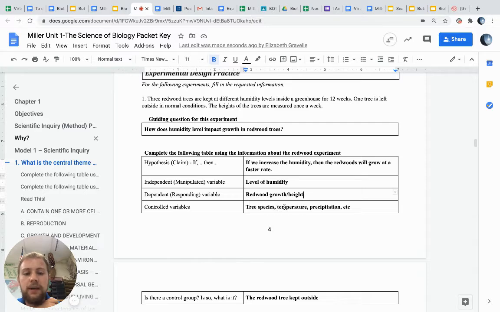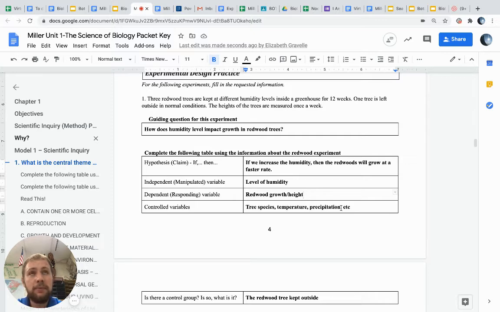We've kept our temperatures likely the same. So we didn't essentially put one redwood in a really cold place in the north, and then put one in a really warm place, though our greenhouse might naturally change the temperature as well as the humidity. But precipitation, we've likely held constant.